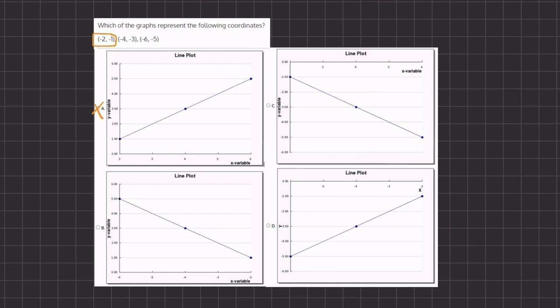Alright, so now if we move on to B, which is over here, if we go to -2, we also want to find the value for y of -1, but here we are at a +1, and therefore B will not be our final answer.